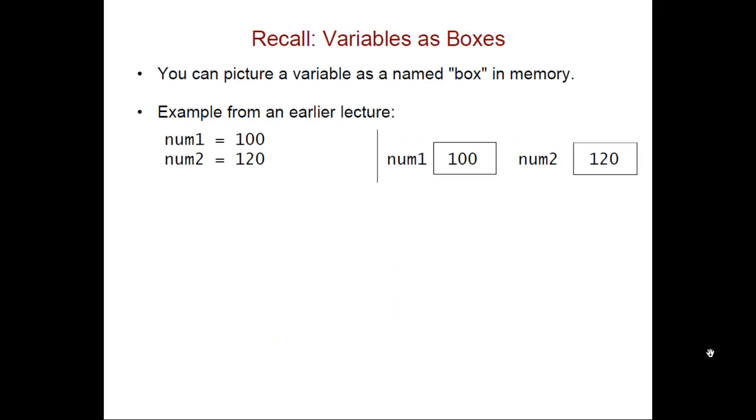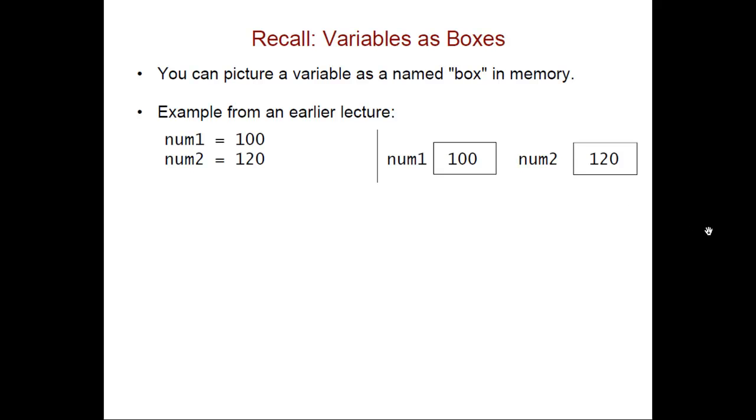So up until now, we've been picturing variables as boxes in memory, and we've been picturing the values as being inside those boxes. So for example, if we have num1 and num2, and we assign integers to them, we've been picturing what's happening in memory as something like what you see here.